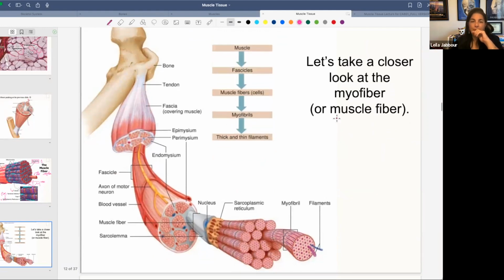So I really wanted to include as many flow charts as I could, just to make clear the difference between all of these terms. So we went from bone, periosteum around the bone, tendon, fascia, epimysium, perimysium. Now we're down into the endomysium around each individual cell. And then one cell is represented here. This is one cell.